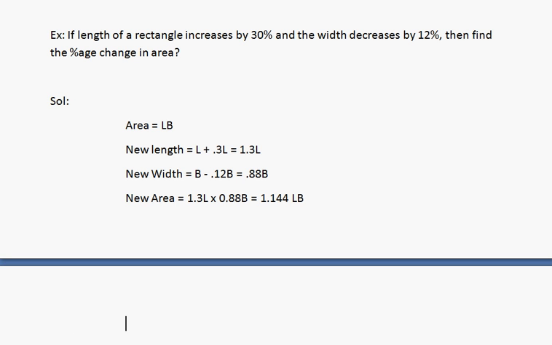Percentage change is new area minus old area, divided by old area, and this whole should be multiplied by 100. So this is the percentage change which we were talking about earlier. This is how you find the percentage change: the new thing minus old thing divided by old thing into 100.